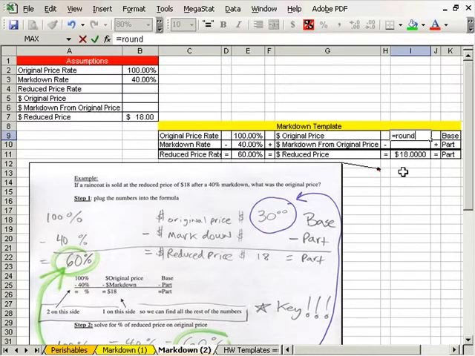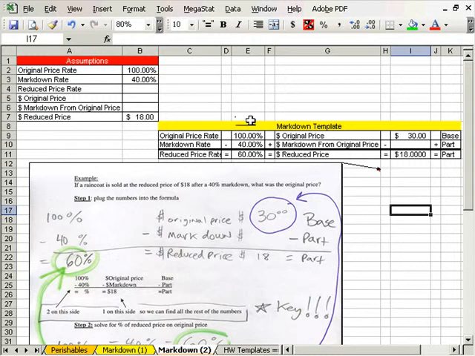Now we can calculate our original price. Equals round, open parentheses, ooh, that's in the way, so I'm going to wait till I get that cursor out of the way. I can take the part divided by the related rate, comma 2, because we're getting to the penny, enter. $30.